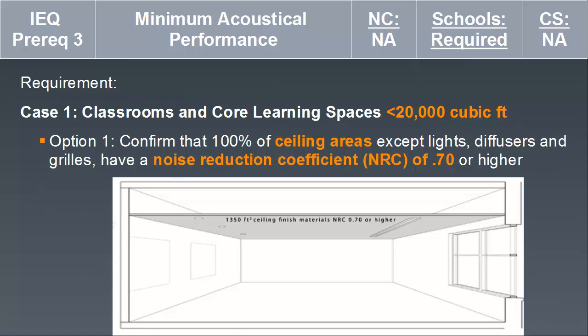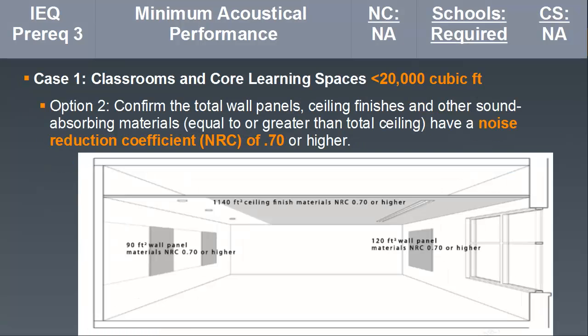For case 1, which are classrooms and core learning spaces less than 20,000 cubic feet, option 1 is to confirm that 100% of ceiling areas except lights, diffusers, and grills have a noise reduction coefficient of 0.7 or higher. Having a good acoustical performing ceiling finish will really help diffuse background noise. Option 2 is to confirm the total wall panels, ceiling finishes, and other sound absorbing materials equal to or greater than total ceiling have a noise reduction coefficient of 0.7 or higher. So if you can't meet the 100% criteria in just your ceiling finish, you can add wall boards and panels as well to help with this acoustical performance, as long as the aggregate total equals 100% of the ceiling square footage.